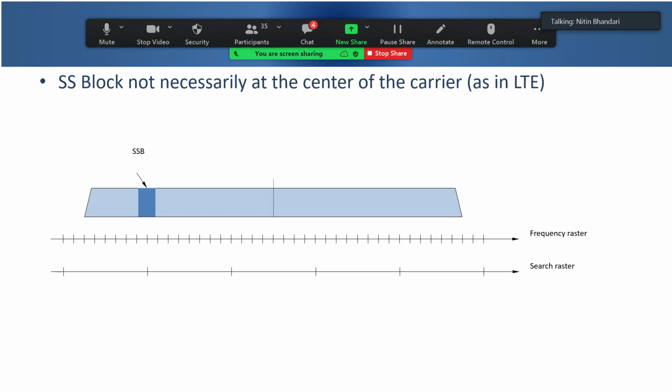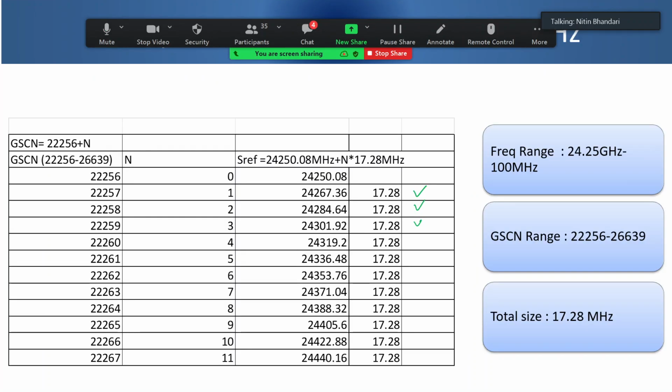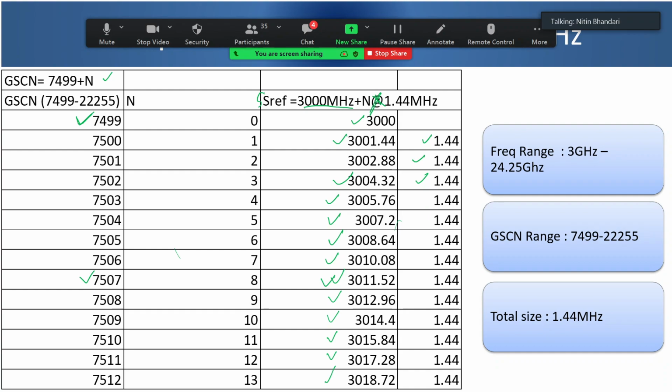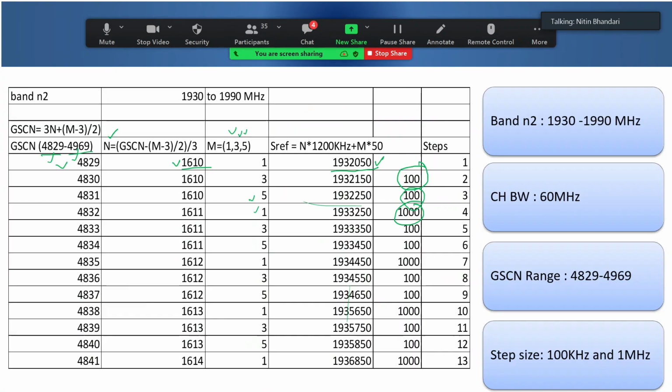Okay. Which one? Which slide? Okay. One. This.